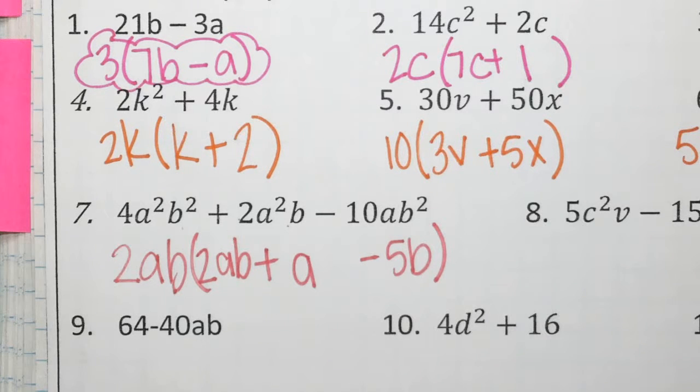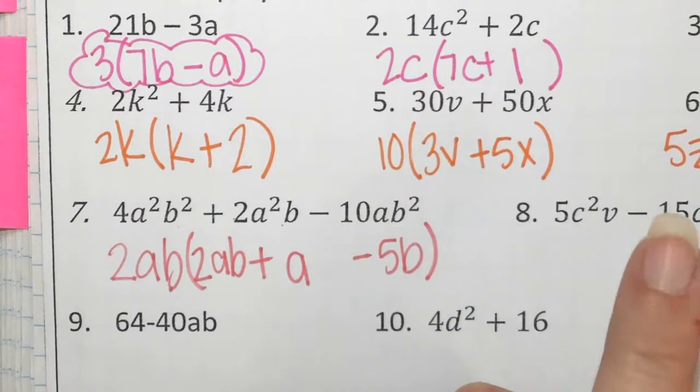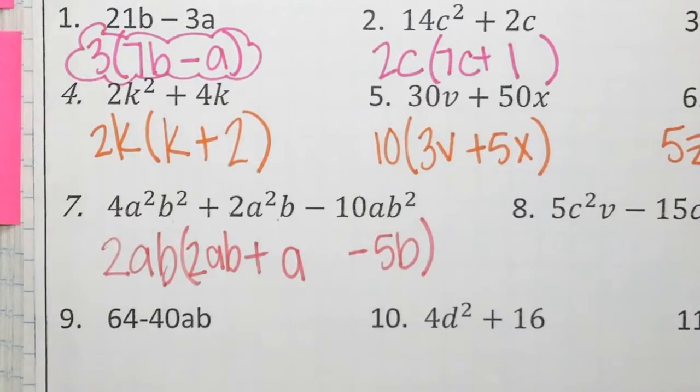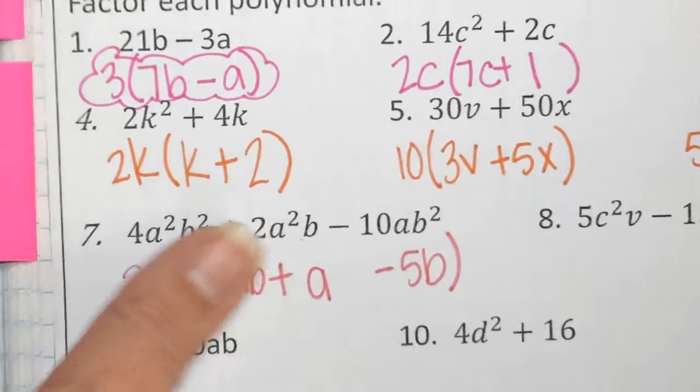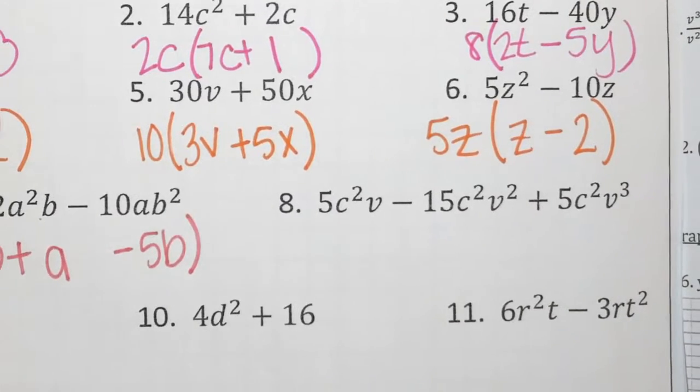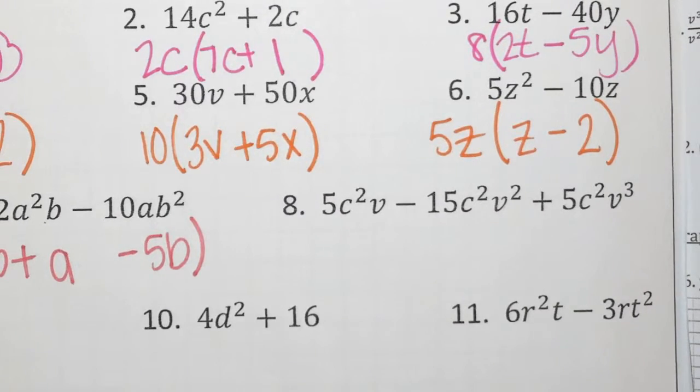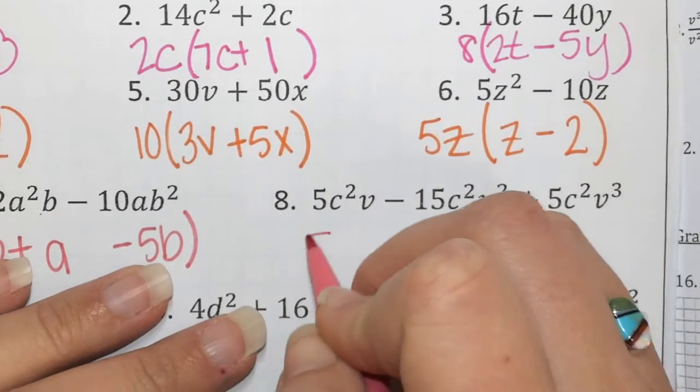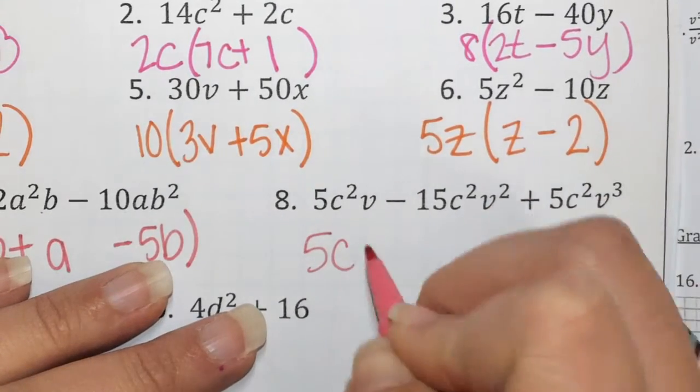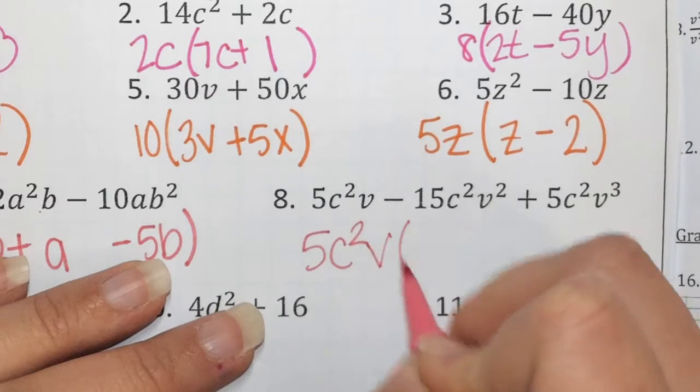How we doing? What'd you get for your GCF? 2AB. Wait, no. We're on number 8. 5CB squared V. Why is it C squared and not just C? Because it's the lowest power. Because the lowest power on there is 2. And then you get V.